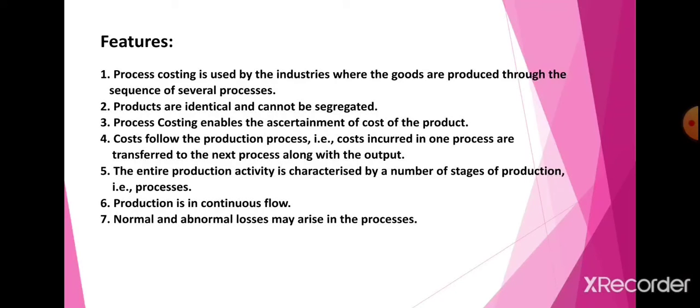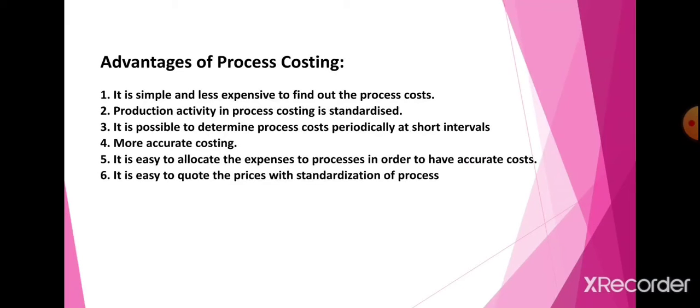Seventh, normal and abnormal losses may arise in the processes. The total cost of the process is adjusted with normal losses, abnormal gains, and scrap of the process. Normal and abnormal losses may arise in the process. So what are the advantages of process costing?